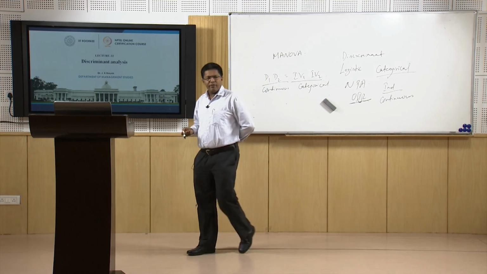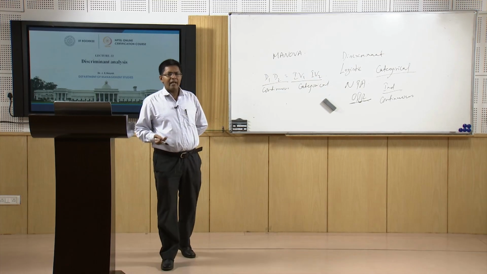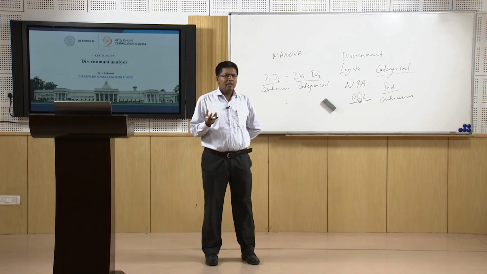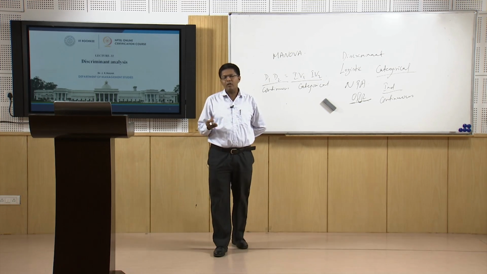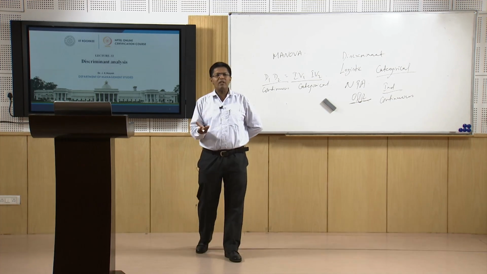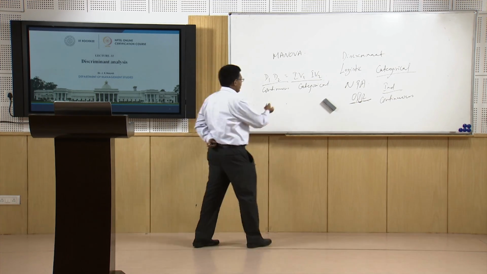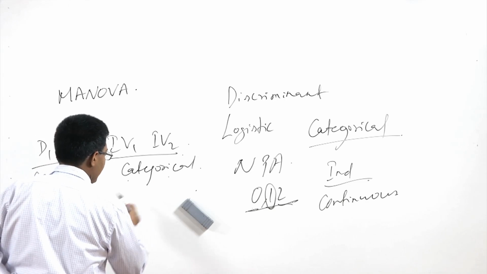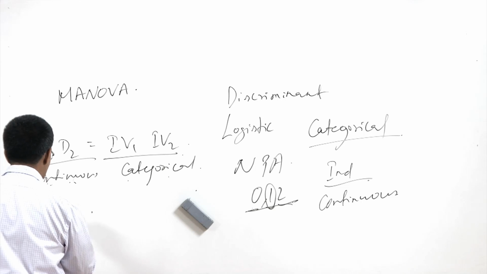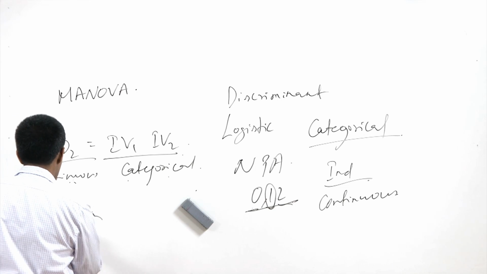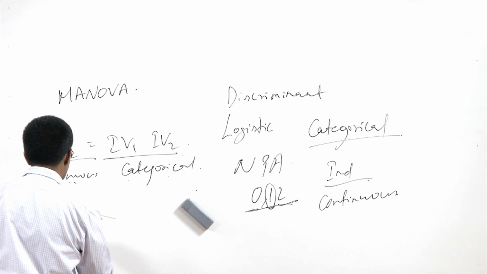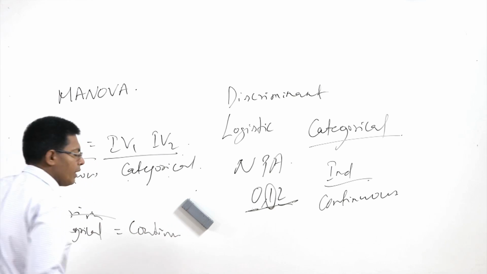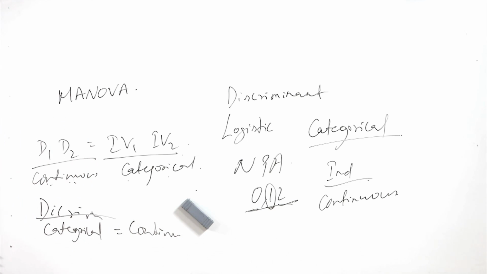So if you look at it, MANOVA is nothing but the reverse of discriminant analysis, or discriminant analysis is nothing but the reverse of MANOVA, right. In MANOVA you have continuous dependent variables and categorical independent variables, and in discriminant analysis you have a categorical dependent variable and continuous independent variables, right. So that is the difference, okay.